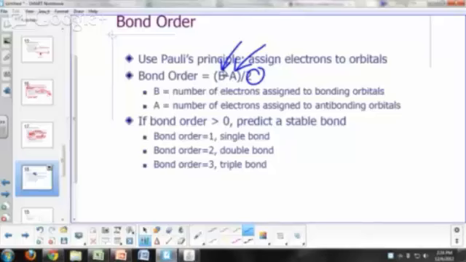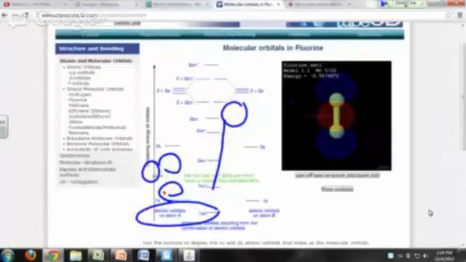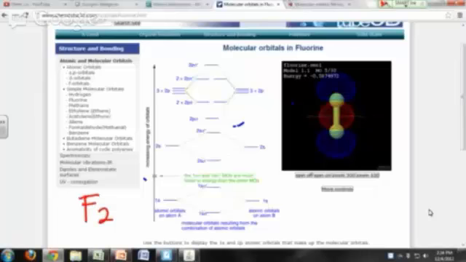And you can predict that using Pauli's principle by assigning electrons to orbitals. Same rule: 2 electrons per orbital maximum, one spin up, the other spin down. So let's try that for fluorine and determine the bond order for fluorine. Here's the molecular orbital diagram for fluorine. How many electrons does an F2 molecule have? Fluorine has 9 electrons, so times 2, 18 electrons.